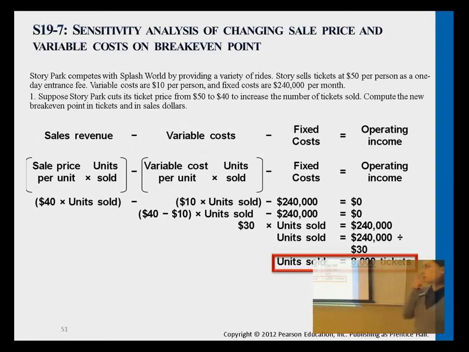So here's what I did. We're going to use this formula. Again, we've done this, right? Sales revenue minus variable cost minus fixed cost is our operating income.